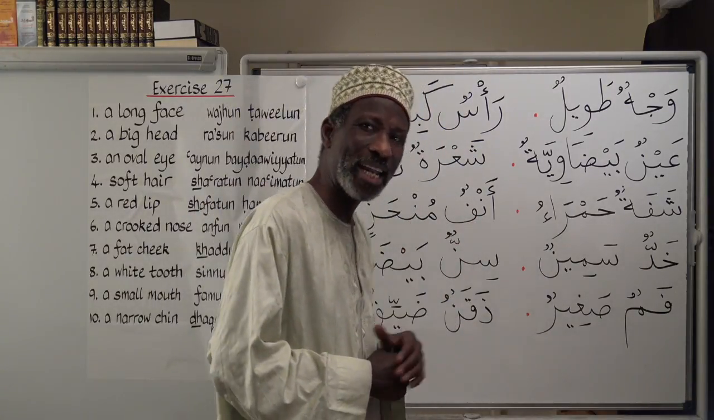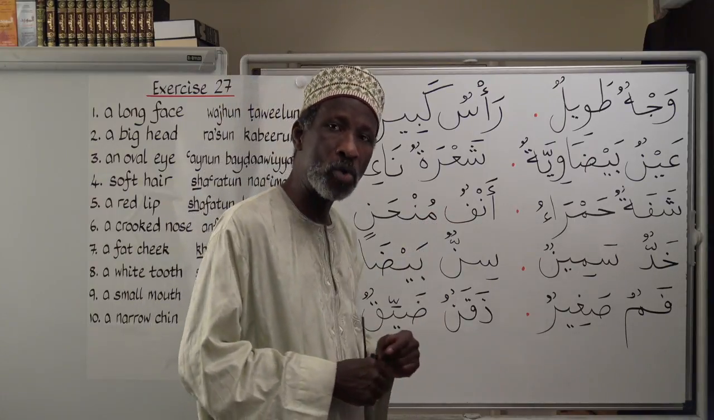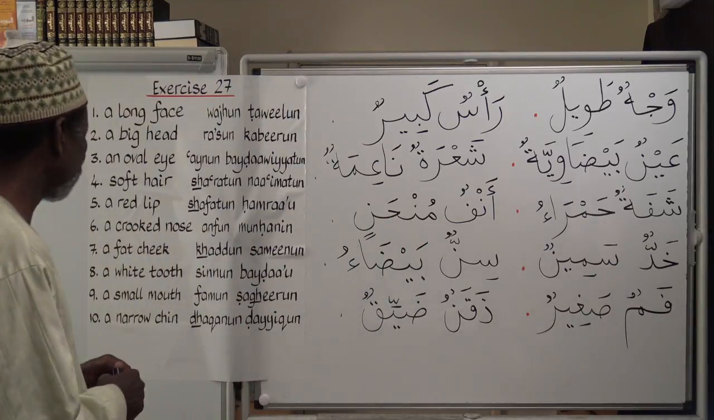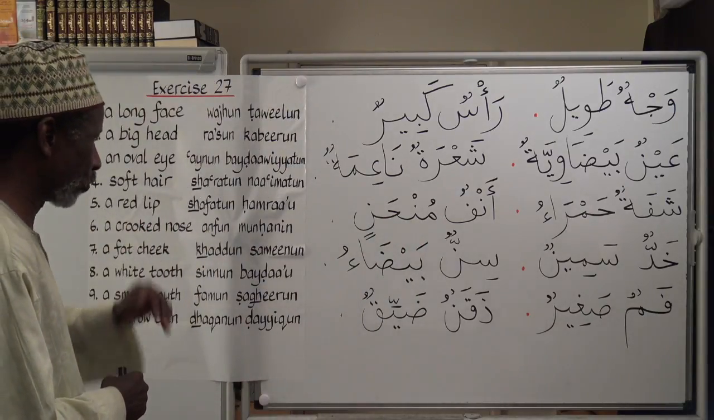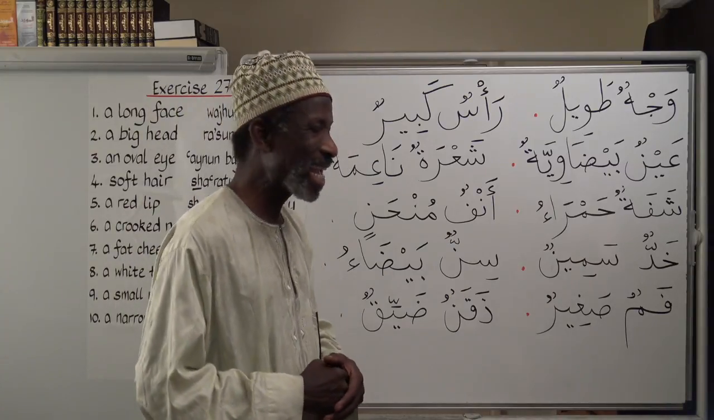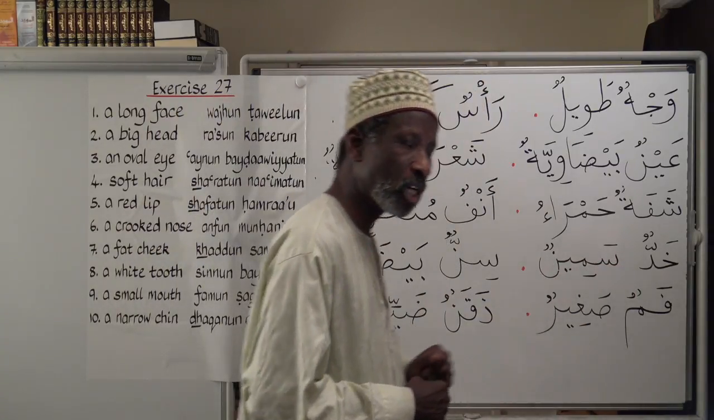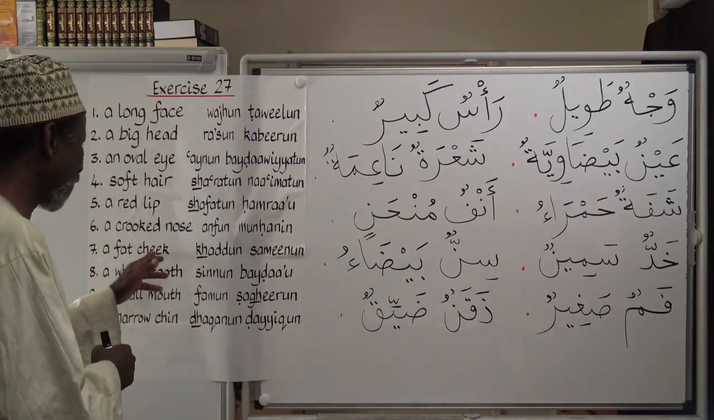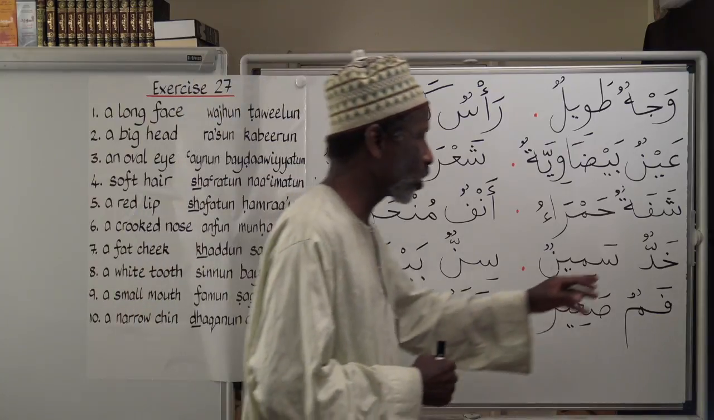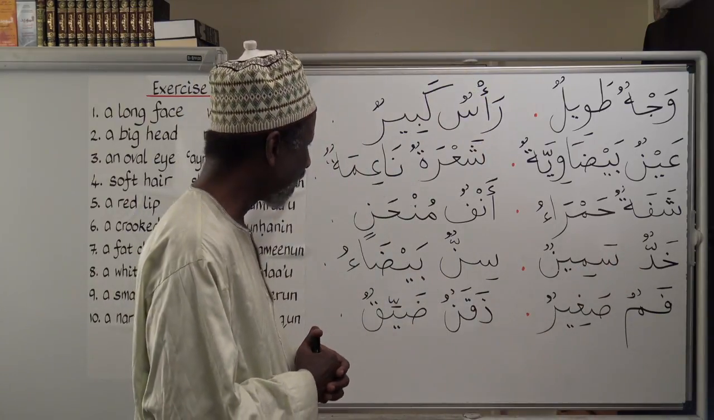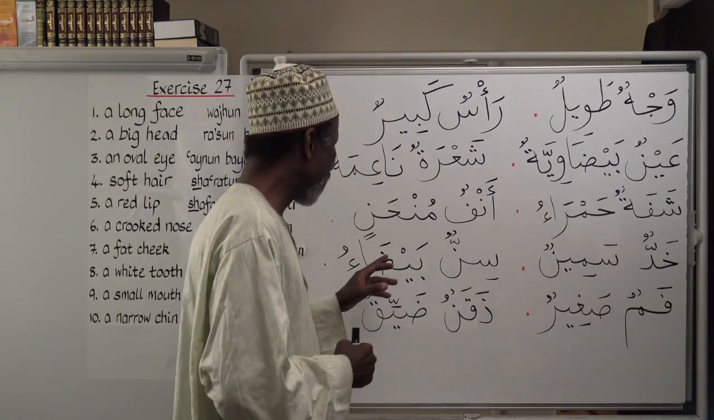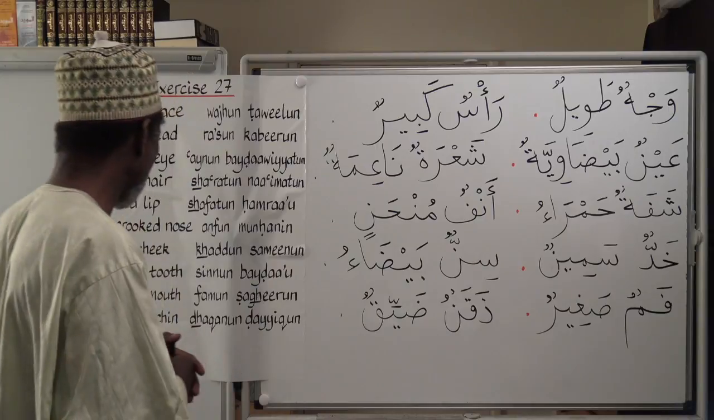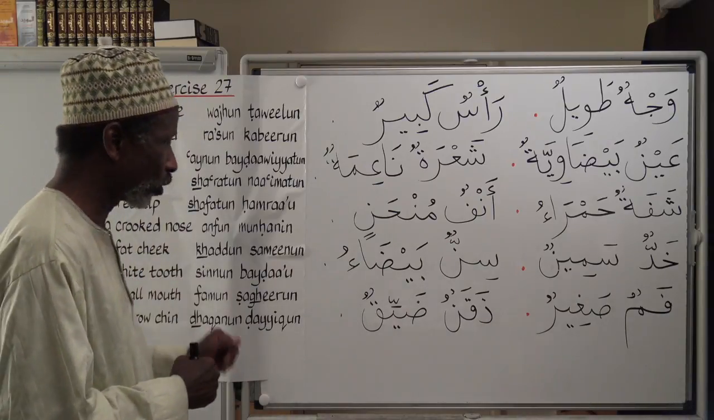Anfun munhanin. Anfun, nose, is masculine in Arabic. So you say anfun munhanin, a crooked nose. Khaddun seminun. Khaddun is also masculine in Arabic. Khaddun, cheek, a fat cheek. Sinnun bayda'u. Sinnun is feminine in Arabic. You say a white tooth.